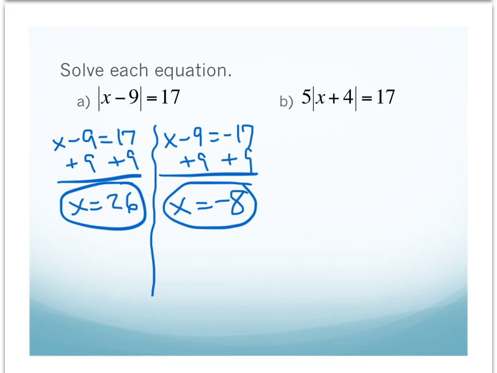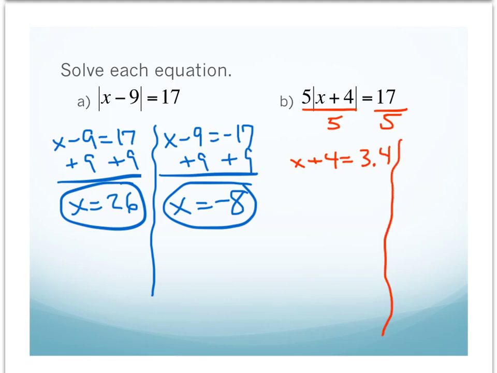In part B, very similar. The only difference for this problem is you're going to divide both sides by 5 because you want to get the absolute value portion of this problem by itself. So I'm going to divide by 5 right away, and I get x plus 4 is equal to 17 divided by 5, which would be 3.4, I believe. You can check me on that. That's going to be one side, and then you're going to have x plus 4 is equal to negative 3.4.